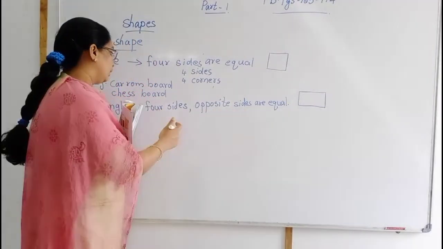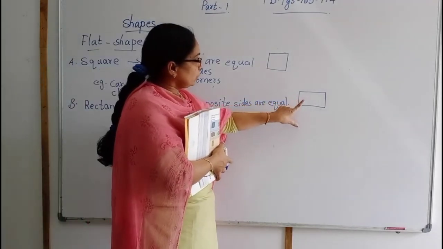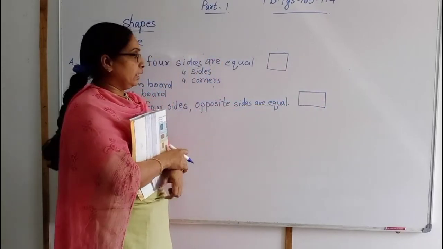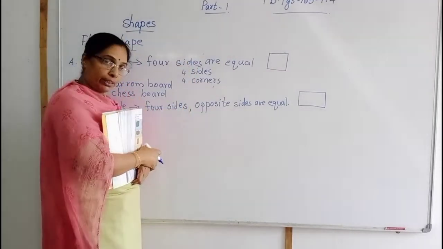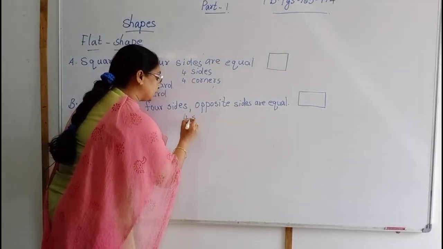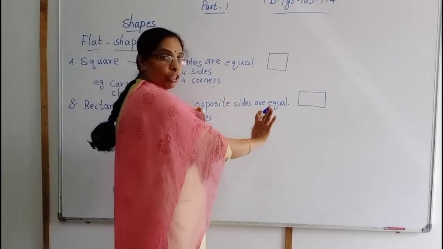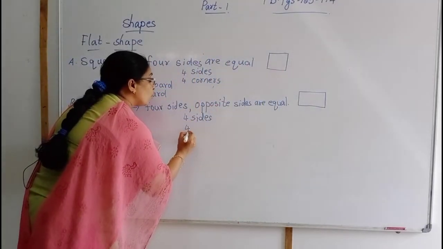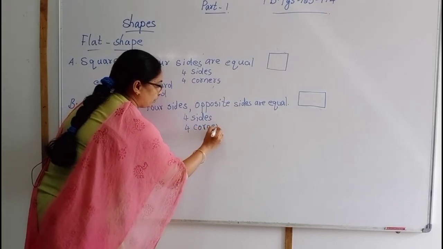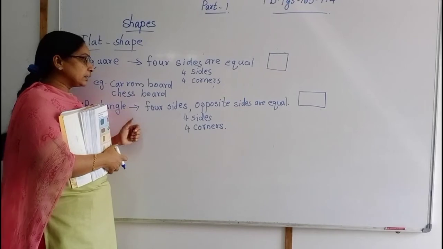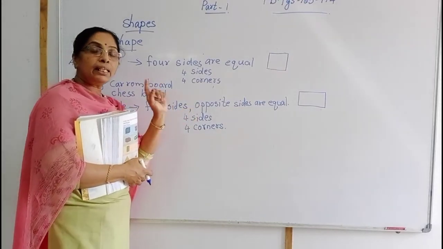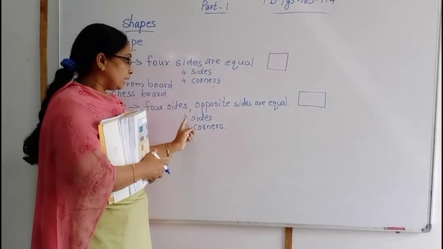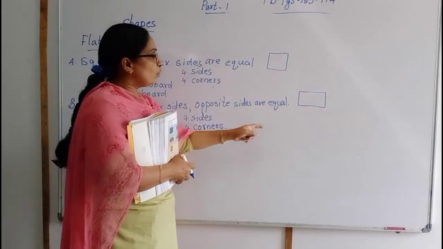Understood, children? Then, it has four sides. 1, 2, 3, 4. These two sides are equal and these two sides are equal. It has four sides, same like the square also. And four corners also. 1, 2, 3, 4. Same like the square. It has four corners. Understood? Rectangle has four sides, but the sides are not equal. Only opposite sides are equal. This is rectangle. It has four sides and four corners also.